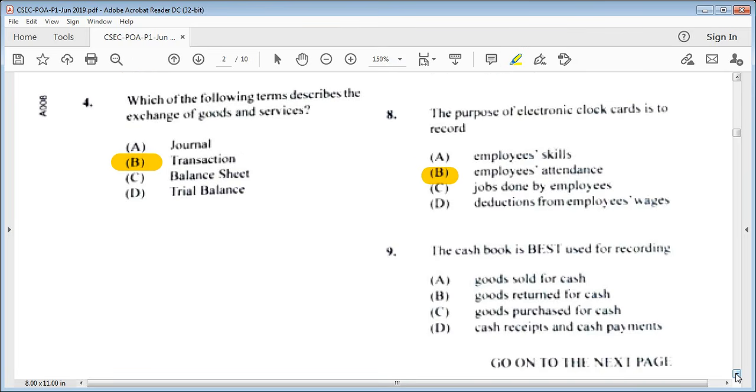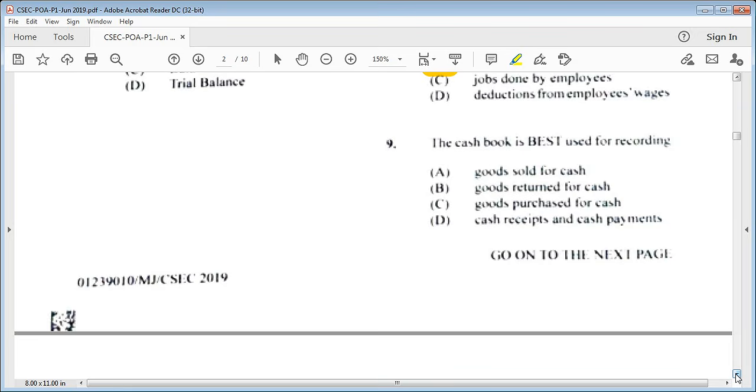Let's go on to 9. The cash book is best used for recording A, goods sold for cash, B, goods returned for cash, C, goods purchased for cash, or D, cash receipts and cash payments. We know this one is very easy. The cash book is used for D, cash receipts and cash payments. So our answer is D.